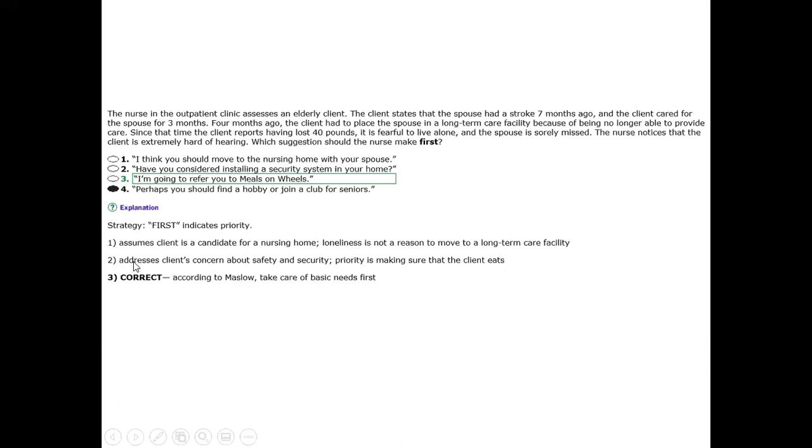According to Maslow, take care of the basic need first. So number two is not the answer because the client is concerned about safety and security. The priority is to make sure that the client eats because of the needs. Number one, I think you should move. The client is a candidate for a nursing home. Loneliness is not the reason to move to a long-term care facility.